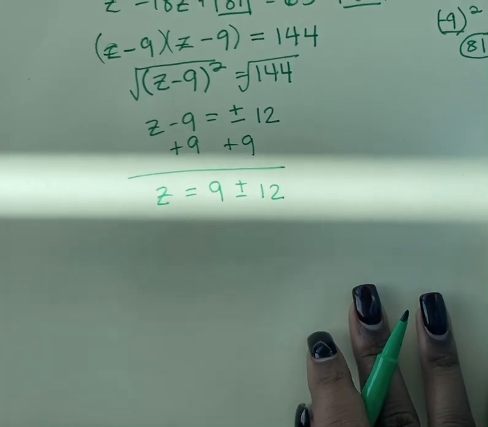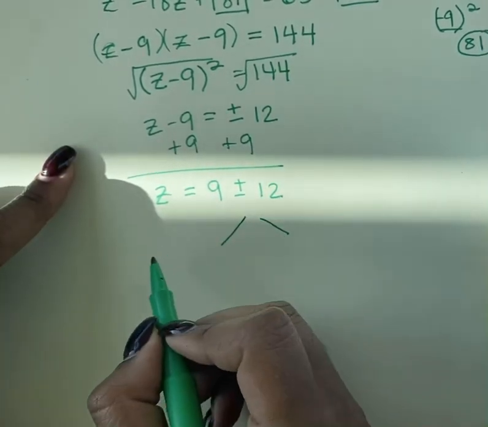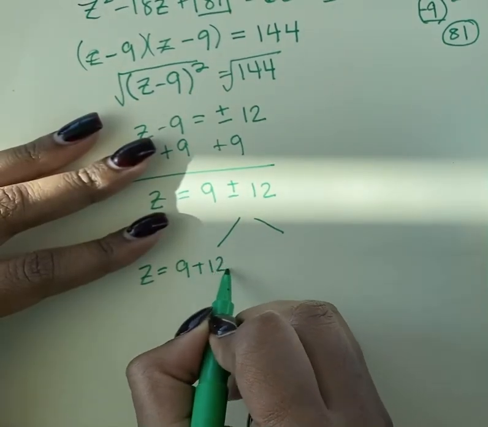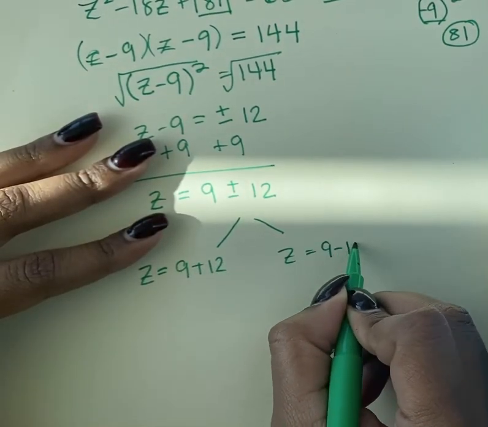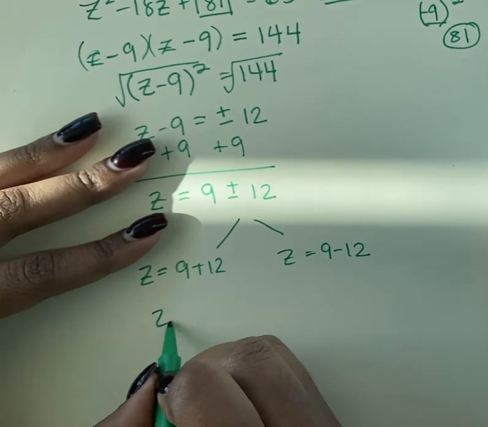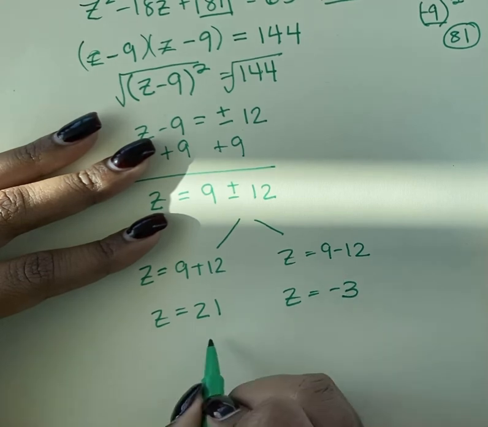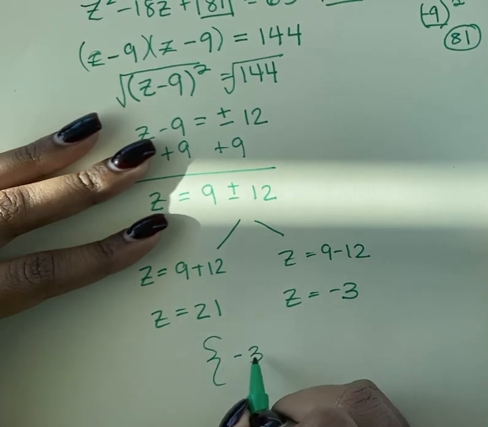And so our last little step is going to be to separate this so that I can get my 2 different answers. And so z is going to be 9 plus 12, and z is 9 minus 12. And so z is going to be 21, and z will be -3. And so remember to write your solutions inside of your bracket.